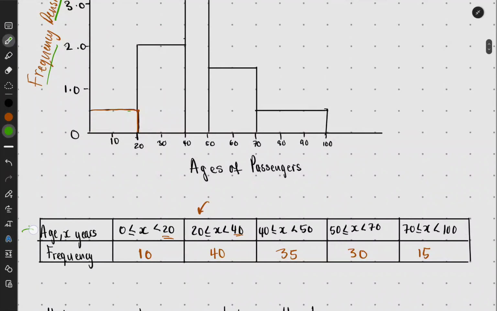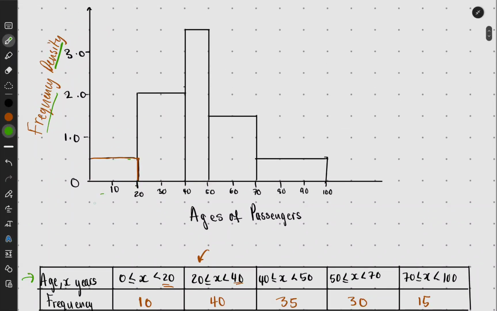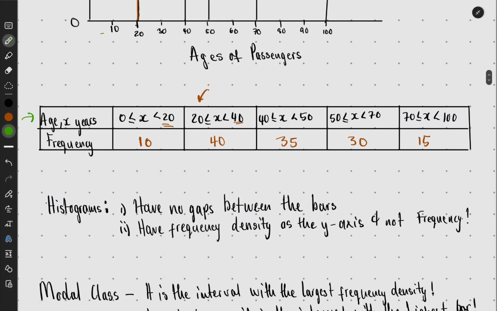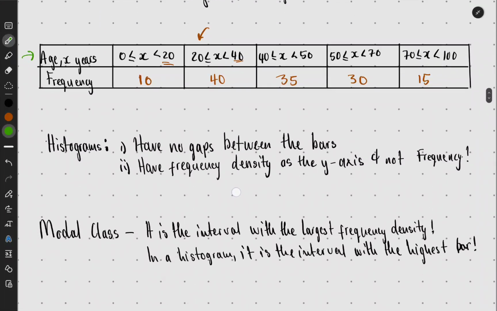Okay, so we'll have our data, the age in years, as their intervals. So we'll have them like this, and then we'll have the frequency density on the y-axis. Oh, beautiful. So now let's look. Let's see more, something to know about these histograms.